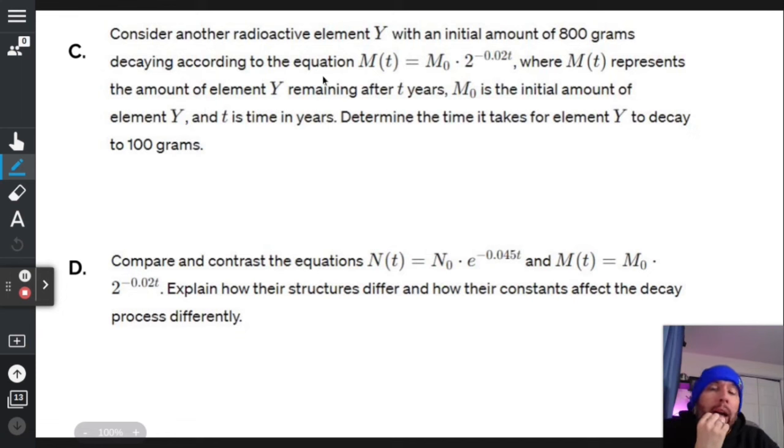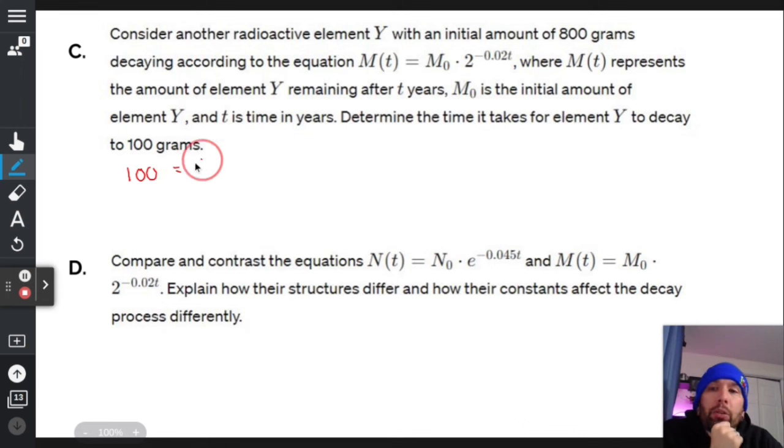Consider another radioactive element, Y, with an initial amount of 800 grams decaying according to a brand new equation, where M of T represents the amount of element Y remaining after T years. N sub zero is the initial amount of element Y, and T is time in years. Determine the time it takes for element Y to decay to 100 grams. All right, so my final amount's going to be 100. So M of T is 100.